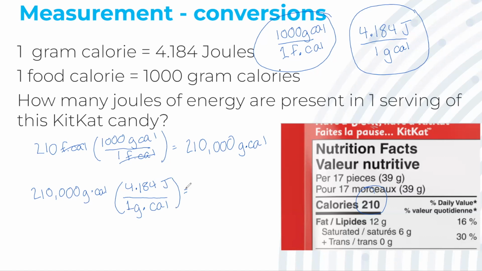So when I talk about the unit of joules, you can see a joule is a pretty small amount of energy because this is 8.79 times 10 to the 9th joules. So a joule is a pretty small amount of energy. If like one Kit Kat has that 8 billion joules of energy in it.